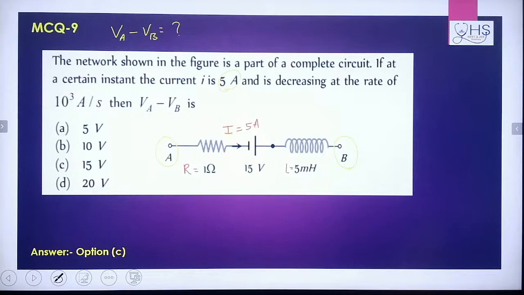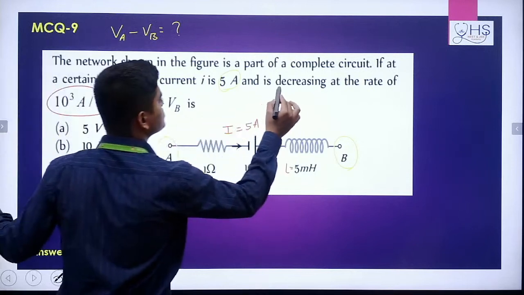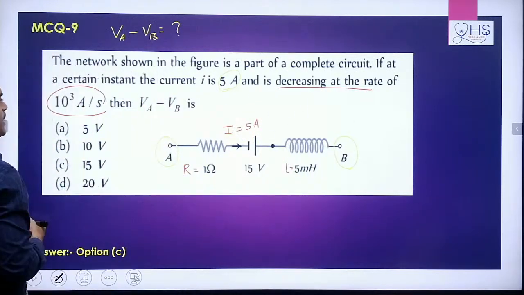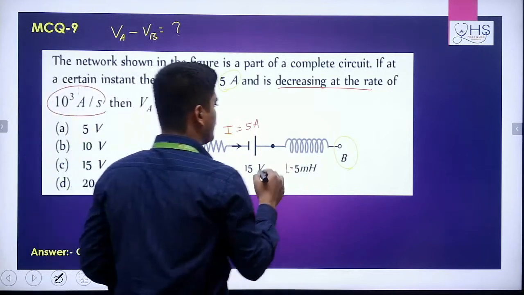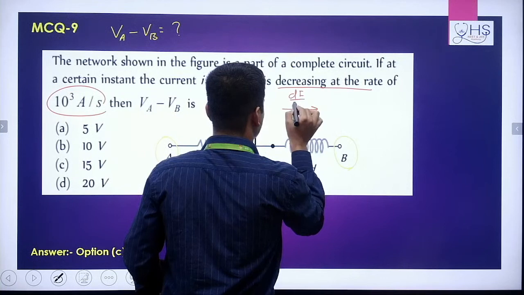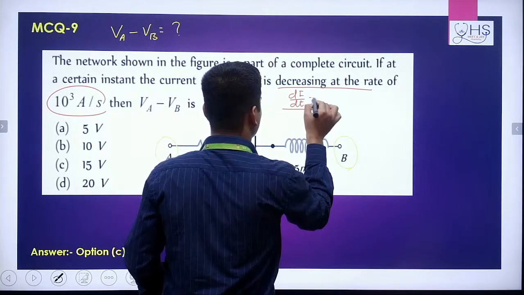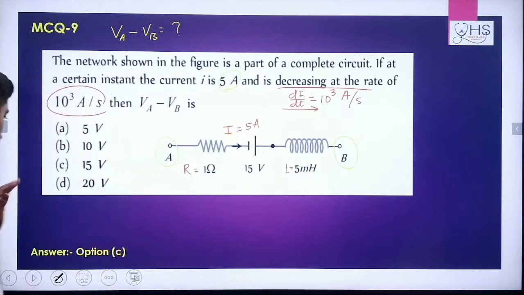Okay. Now they are asking what is the, and the current rate is also given. So here di by dt. So current is decreasing at the rate of 10 to the power 3 ampere per second. So here what is happening? Now di by dt in this circuit, when current is going, the change in current is there, di by dt is there, 10 to the power 3 ampere per second. So now what to do here?